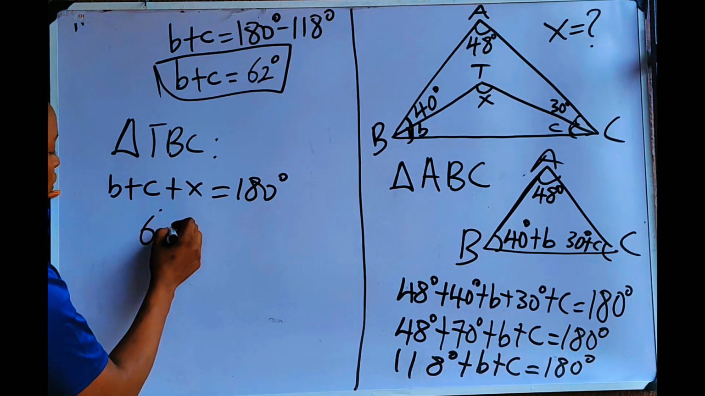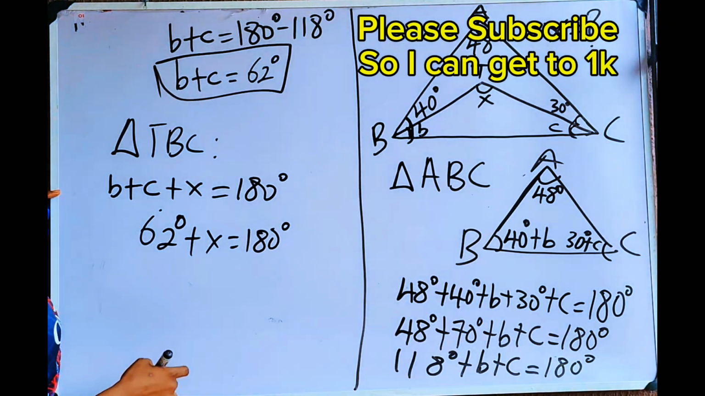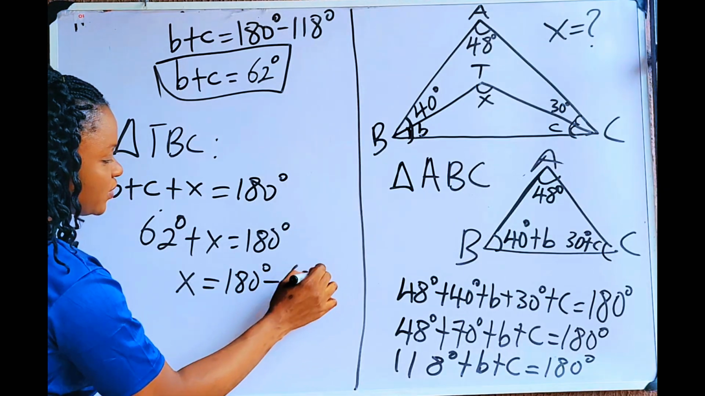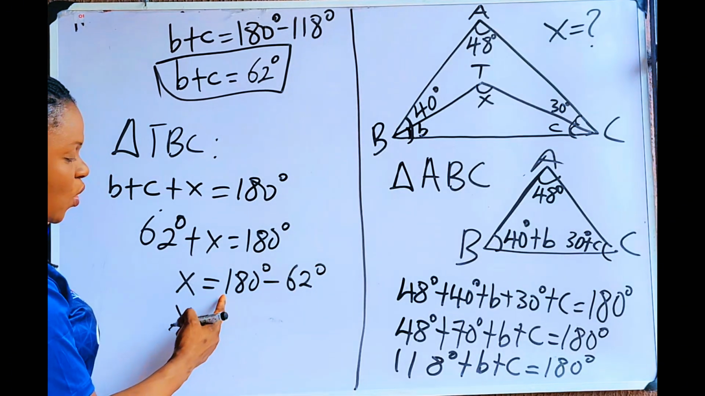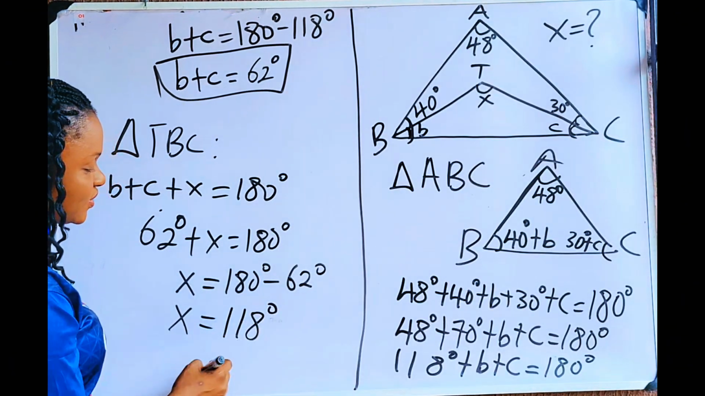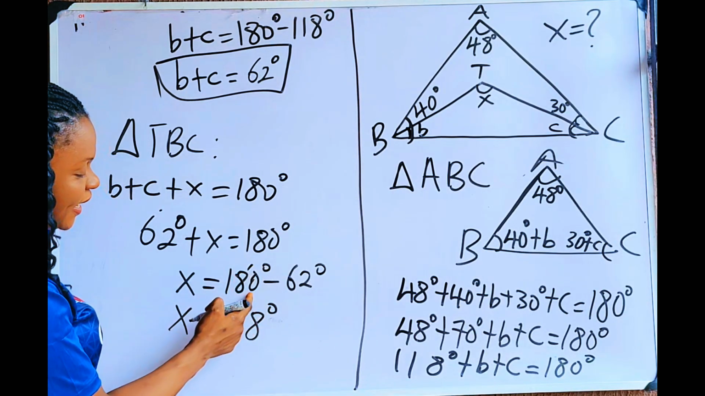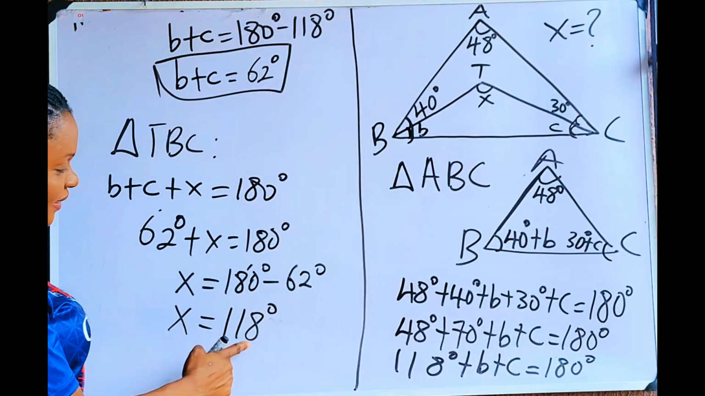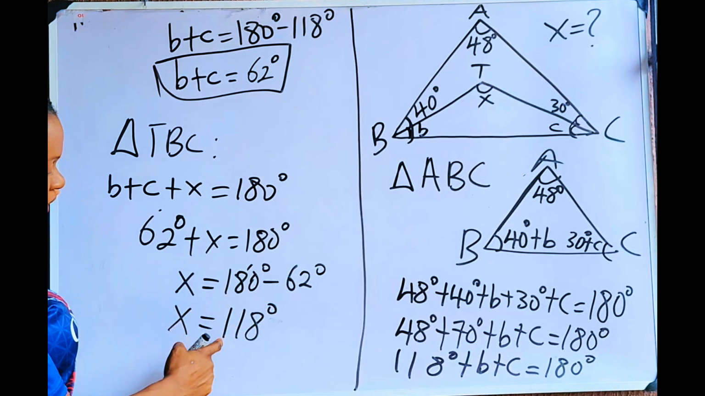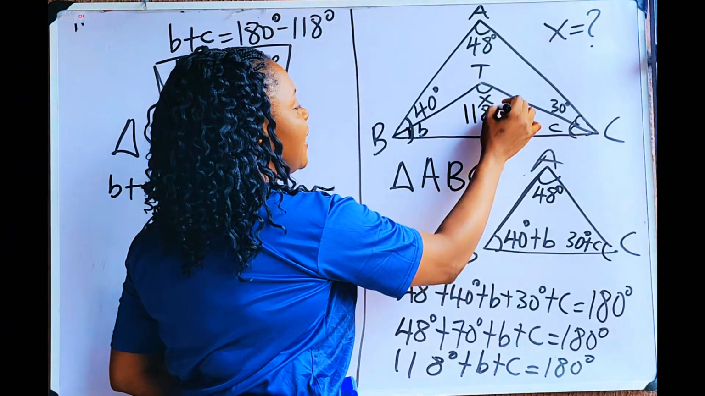So we have 62 degrees plus x equals 180 degrees. So from here, x will be equal to 180 degrees minus 62 degrees, which will give us 118 degrees. Because if we take 1 from here and add it here, it will be 10. Now 10 minus 2 is 8, and 7 minus 6 is 1. Then we'll bring this one here. So the value of x that we are expected to find here is 118 degrees.